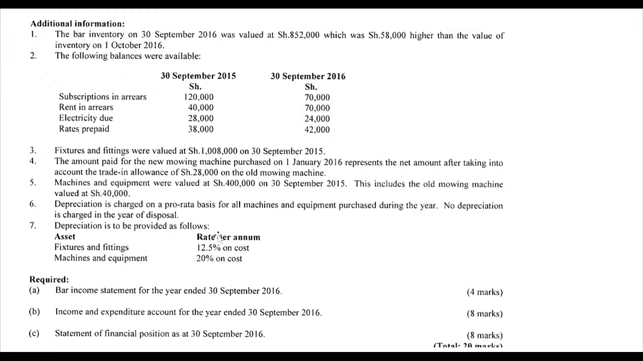Then depreciation is provided as follows. Rate per annum: fixtures and fittings 12.5% on cost, machines and equipment 20% on cost. So this is the straight line method. We are required to provide the bar income statement for the year ended 30th September 2016, the income and expenditure account for the year ended the same date, and the statement of financial position.